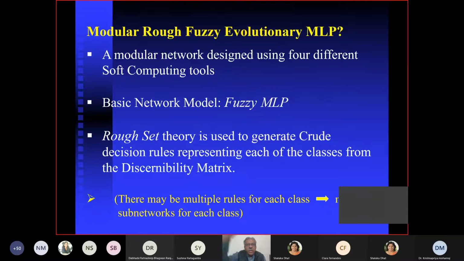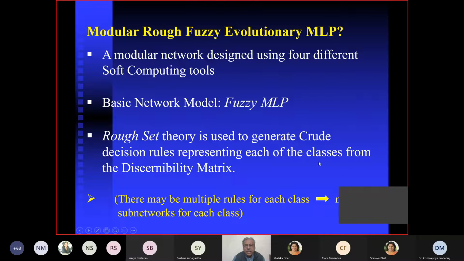So how do we do it? Let us put it together: the modular rough-fuzzy evolutionary network. I have fuzzy MLP, I use rough set theory, I use the modularity concept, and I use a genetic algorithm for variable mutation. So many things are integrated. So the modular network design: the basic network is fuzzy MLP, that means a multilayer perceptron with linguistic input and linguistic, overlapping output.